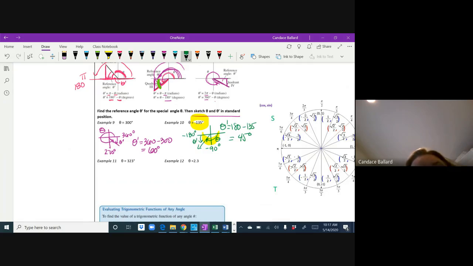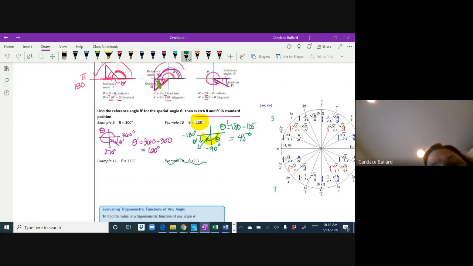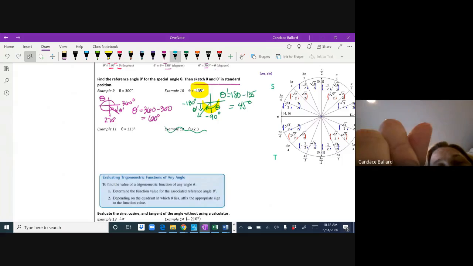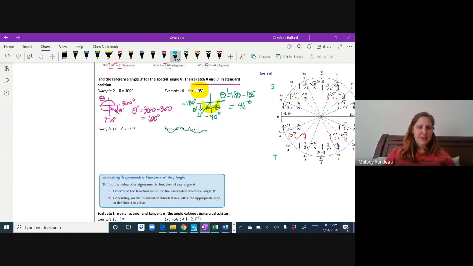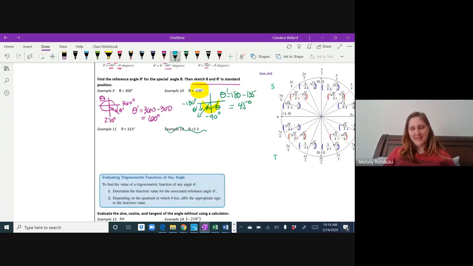I'm looking at my notes. I'm going to skip example 12, Ms. Rondo, if you're okay with that. I think that's fine. That's a bad one. We're not going to assign that for homework. I think you could skip 11 too if you really want to, but I think I'll do 11. It's okay.